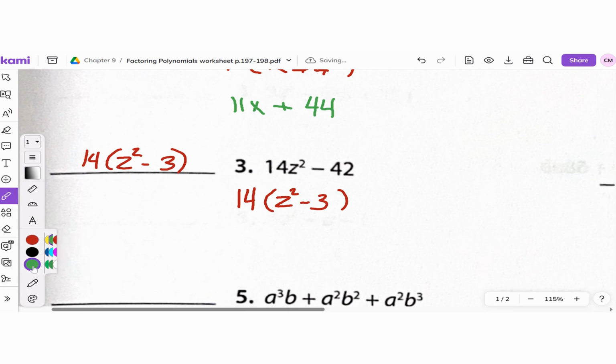Oh, I forgot to check my answer. 14 times z squared, that gives me 14z squared, and then 14 times 3 gives me 42. So it matches. This is correct.